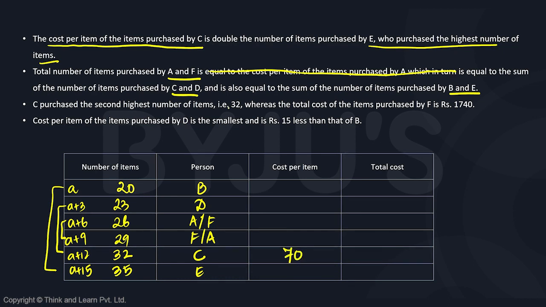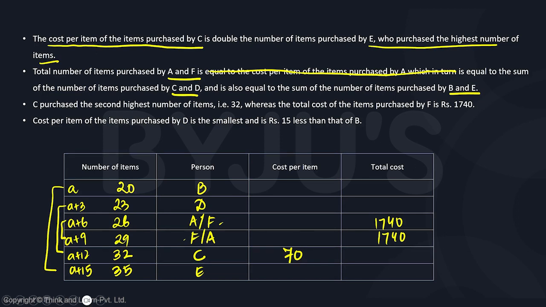Right? C purchased the second highest number of items. Whereas the total cost of items purchased by F is 1740. So either 1740 is here or it is here. Now 1740, if it is in the table of 26, then F is going to be that person. But if 1740 is in the table of 29, F will be here.